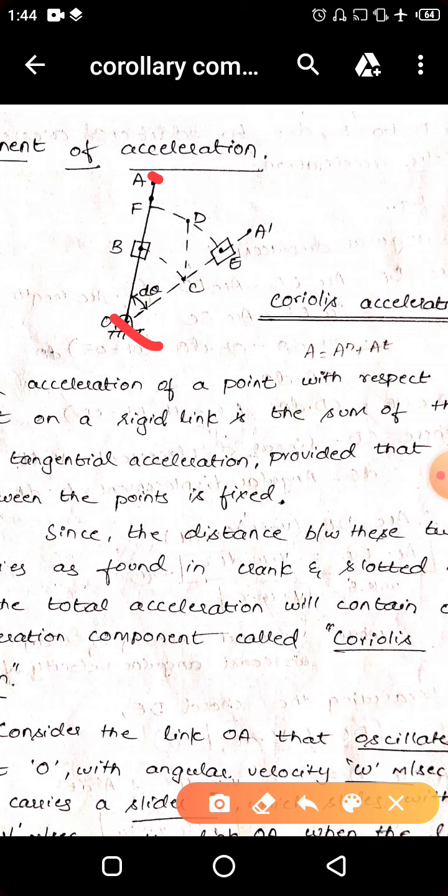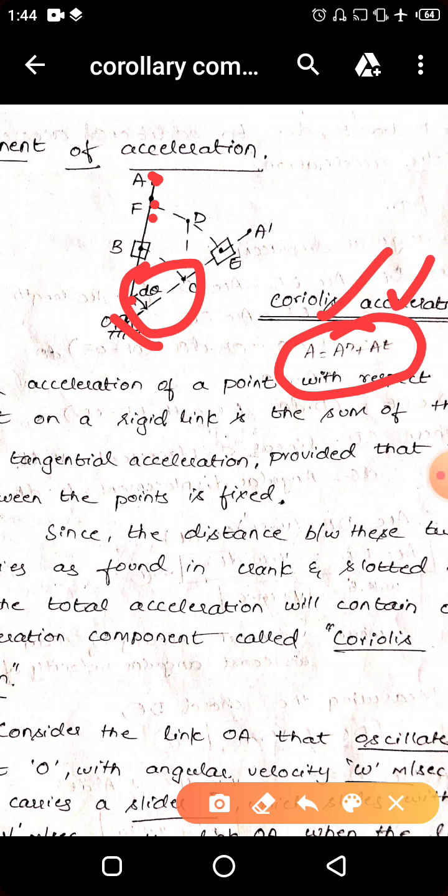angular displacement, that is d theta, if you take any point on the link OA, the distance of these points will be equal. Now, since all the points on these links are equal after the displacement d theta, this link will be having two components of acceleration, that is A is equal to the summation of normal component an and the tangential component at.